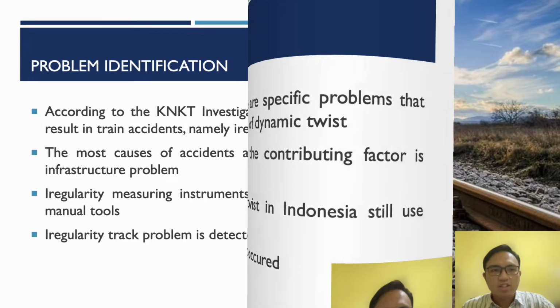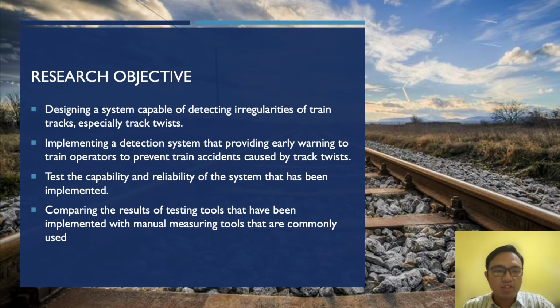For this research objective, first, designing a system capable of detecting irregularities of train tracks, especially track twist, and then implementing a detection system that provides early warning to the train operator to prevent train accidents caused by track twist. And then testing the capability and reliability of the system that has been implemented. And the last, comparing the results of the tools that have been implemented with the manual measuring tools that are commonly used.